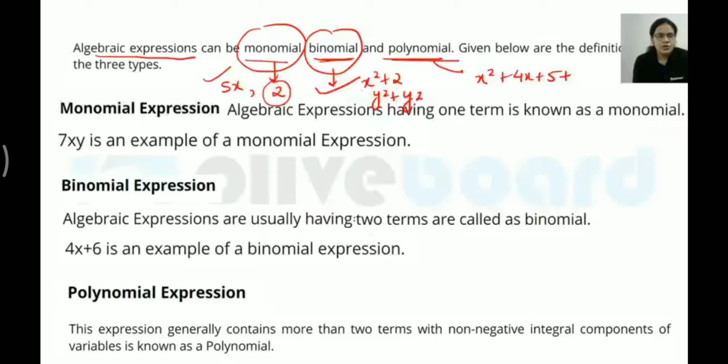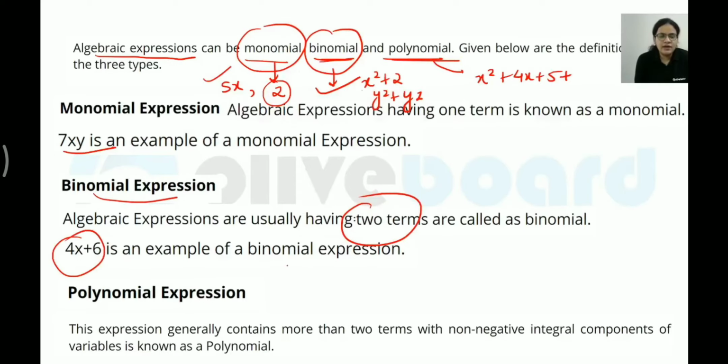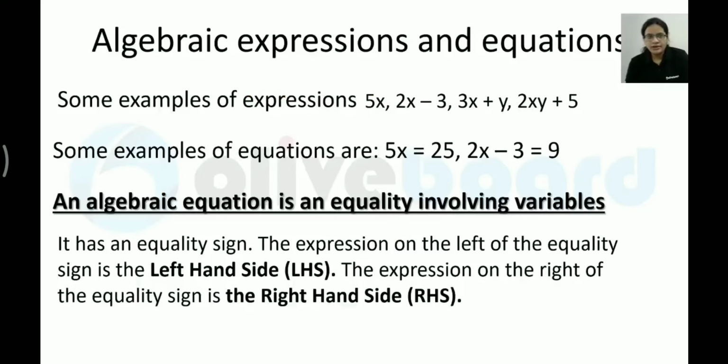Given are the definitions. Monomial, this is the example 7xy. It has only one term. Then here you have two terms separated by the addition sign, so this is a binomial expression. Now polynomial means more than two terms. Any expression with more than two terms, I'll call a polynomial. Let me move on to the next basic definition.